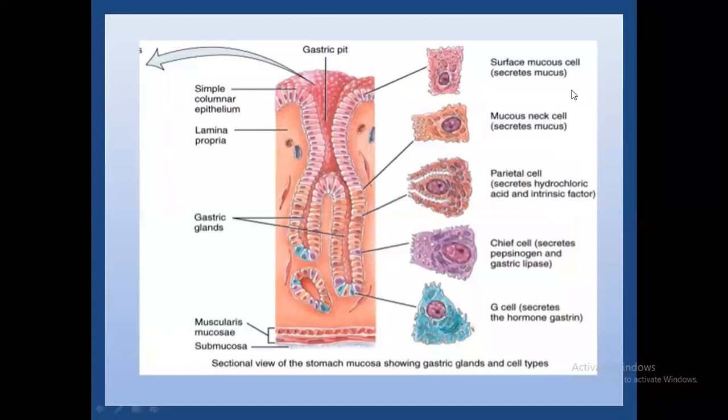Next, in the gastric pit, different cells are there. Those functions are also given here. First one is surface mucus cells. The surface mucus cells are present on the surface of the stomach or gastric pit. They secrete the mucus.